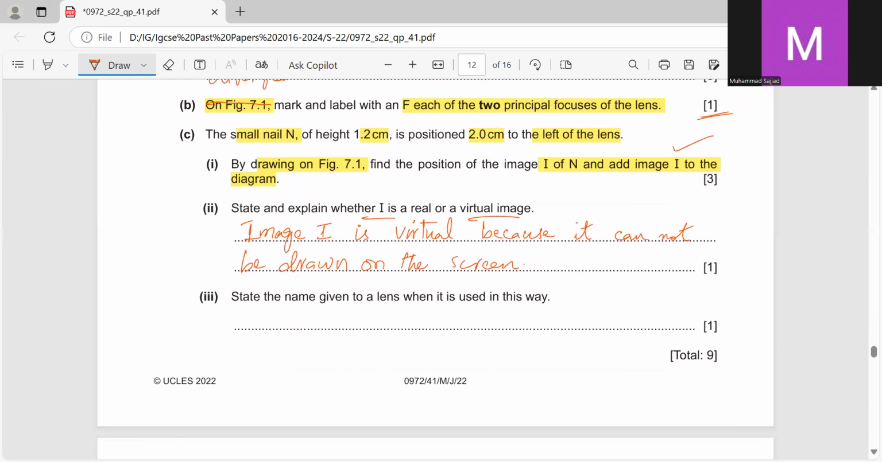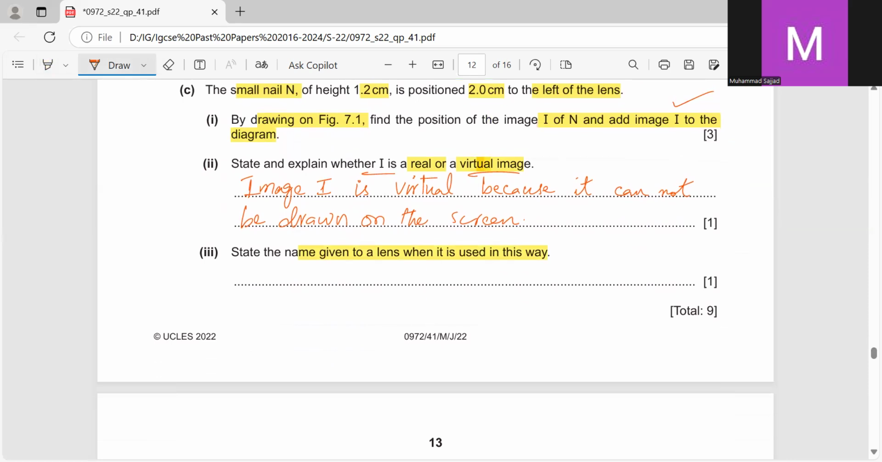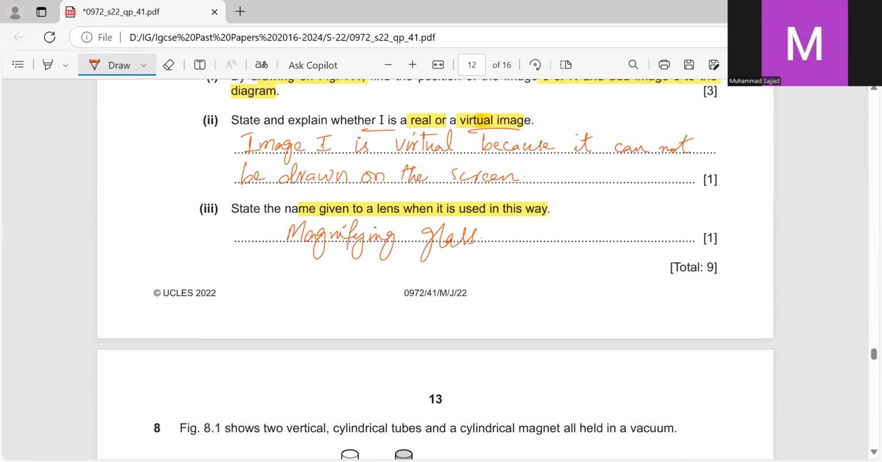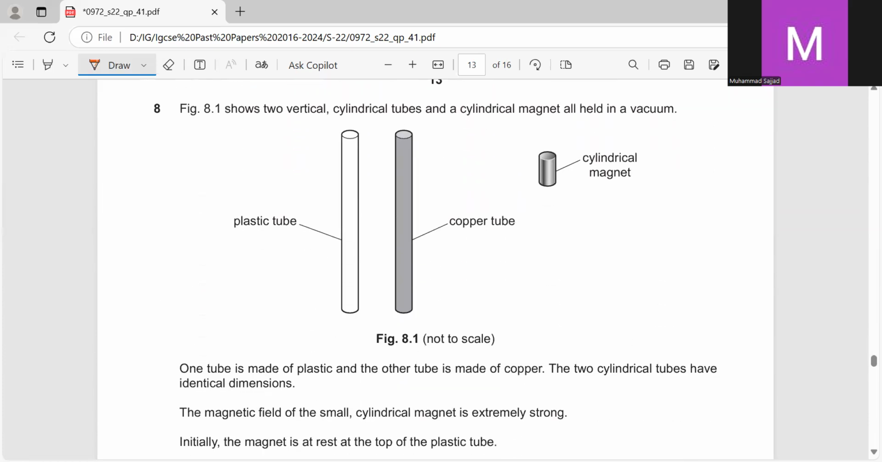State the name given to the lens when it is used in this way. I told you already, this is the case which is used in a magnifying glass because the image is really big as compared to the object. So you can write here magnifying glass. So this was, by the way, a formula question, a normal question, not very tricky.